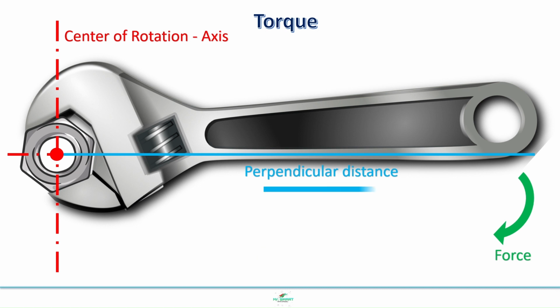So, it's clear that if we need to increase the torque, either we need to increase this perpendicular distance, or else we need to put more force to rotate. That's the reason why the handles of the door are always placed at the edges.